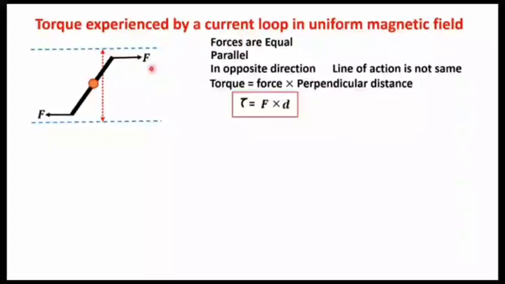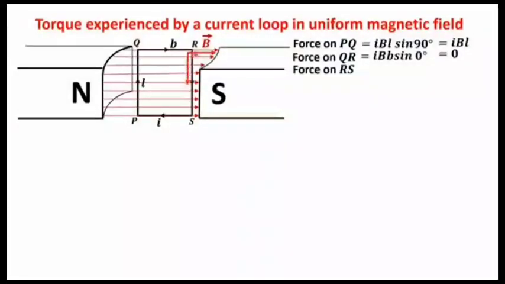Now suppose it is rotating. Look at that. Now we can see d is coming down. The distance d is coming down. So torque is reducing. Now come back to our figure.